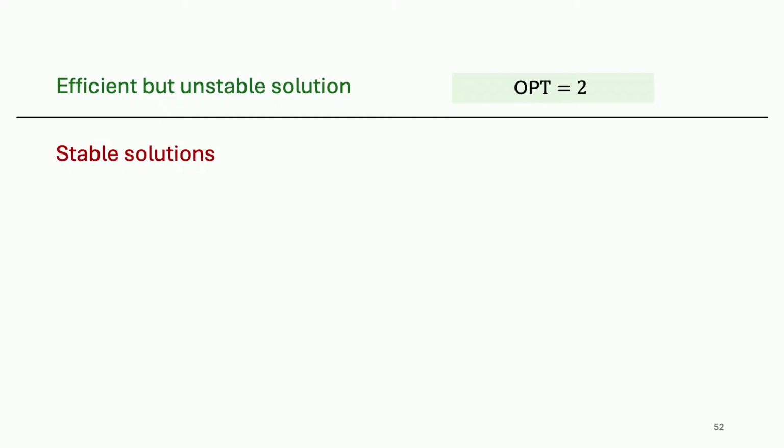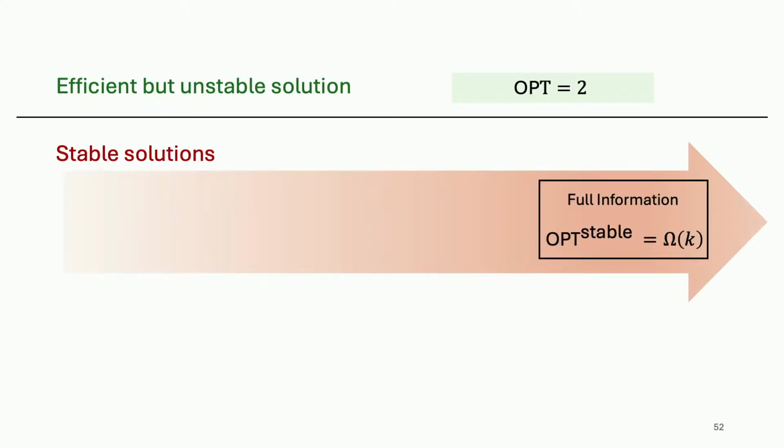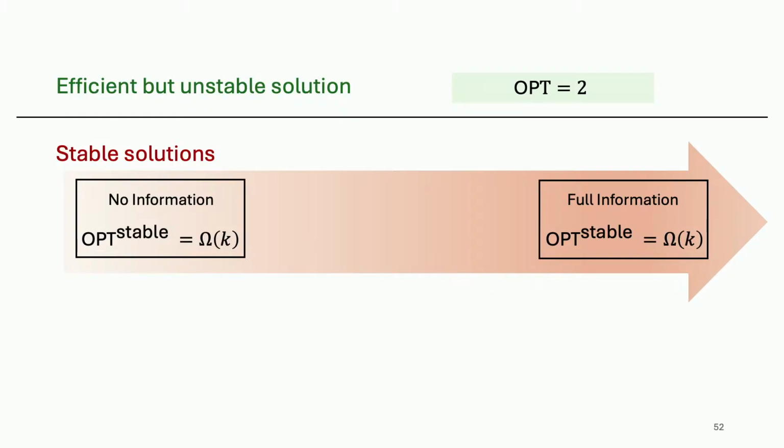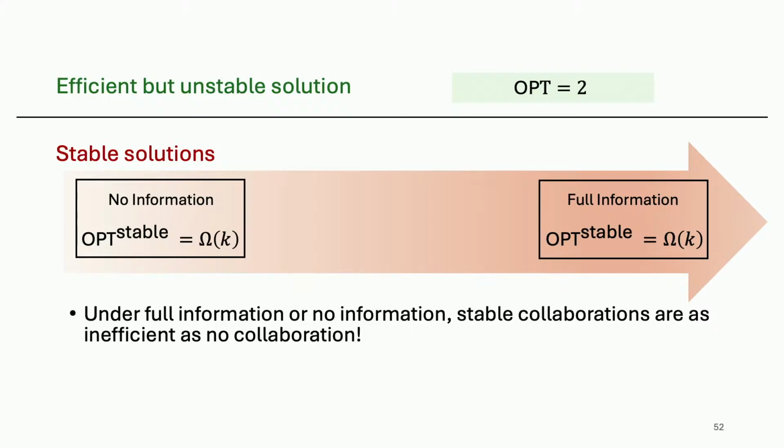So we have an efficient but unstable solution, which leads to the total effort to be 2. And for stable solutions, if the agents have full information, the total effort will be linear in k. If agents have no information, it will also be linear in k. But linear in k is a really bad thing, because if they don't collaborate, the total effort is also linear in k. That is to say, this kind of collaboration just doesn't bring any benefit.